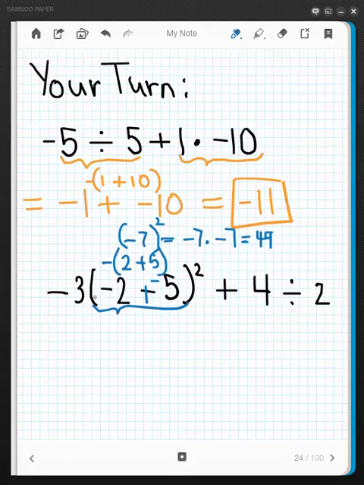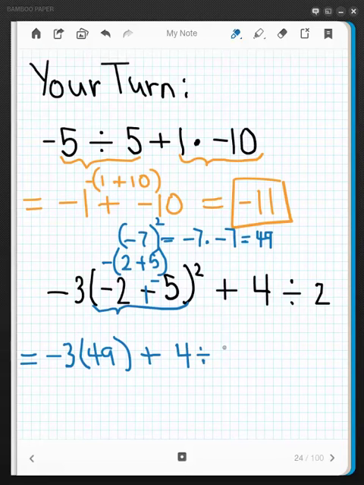So now I've taken care of everything here, but remember this 49 would be in parentheses because it was originally in parentheses, and that's telling me that negative 3 out here is going to get multiplied by this entire answer. So we have negative 3, rewriting this just so we don't get confused, and in parentheses the 49 that we got from doing this entire process, the parentheses and the exponents that come before multiplication, and then plus the 4 divided by 2.